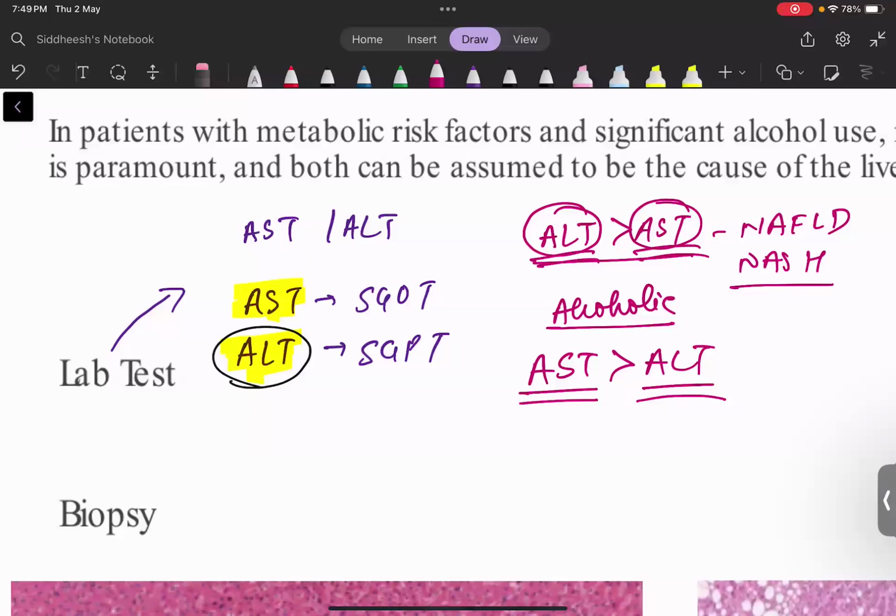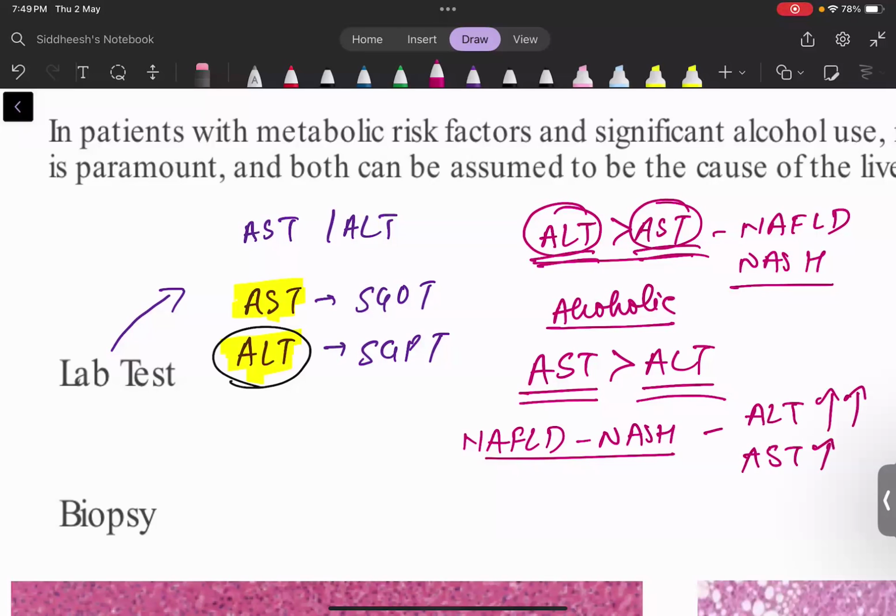See, my question is very simple. In the case of NAFLD, NASH or any non-alcoholic injury, your ALT will be much higher than your AST. But in the case of alcoholic injury, your AST will be much higher than your ALT. Answer me why.